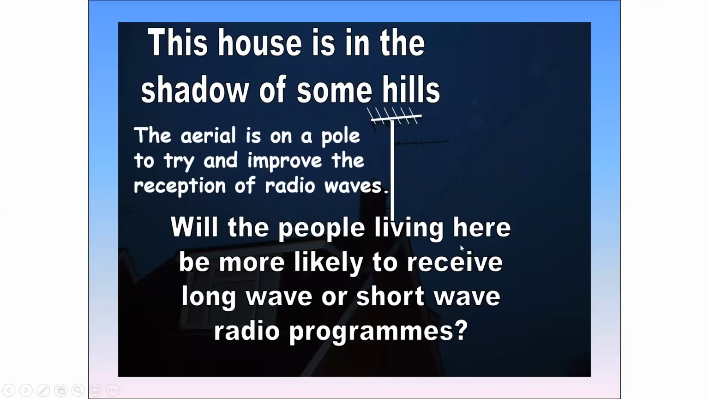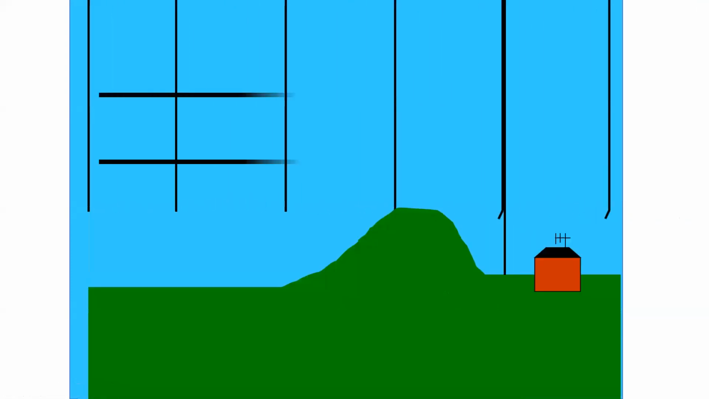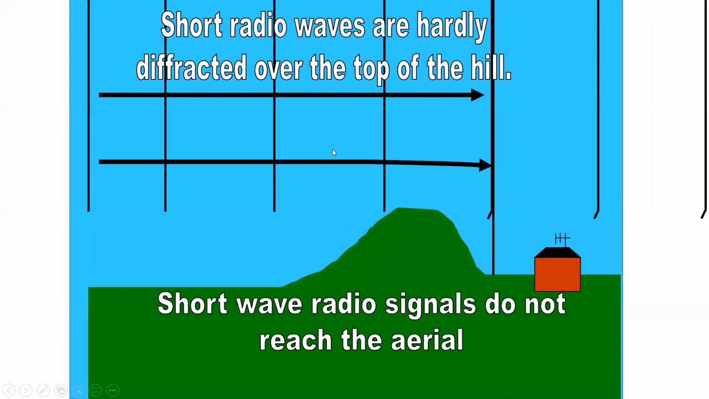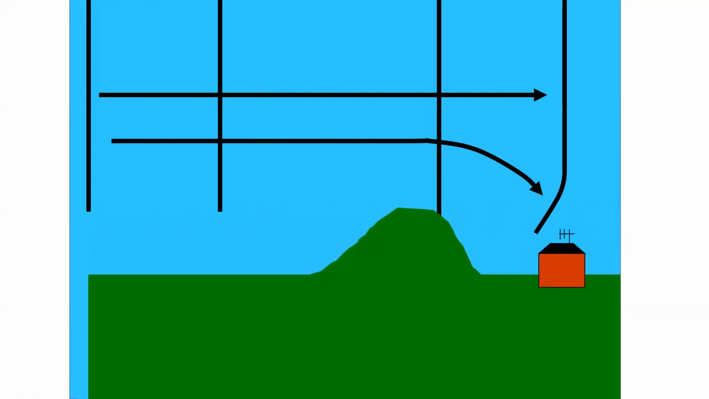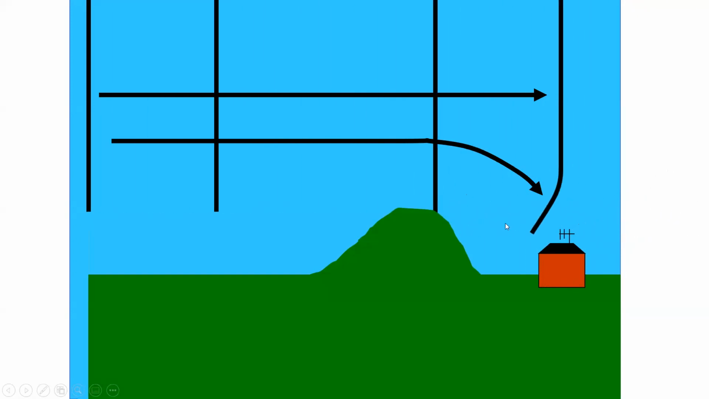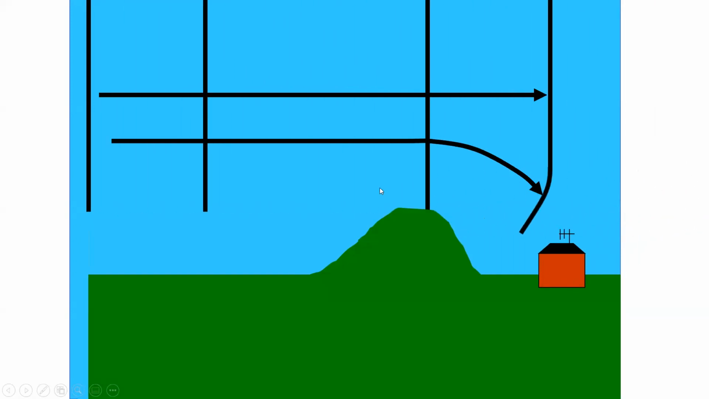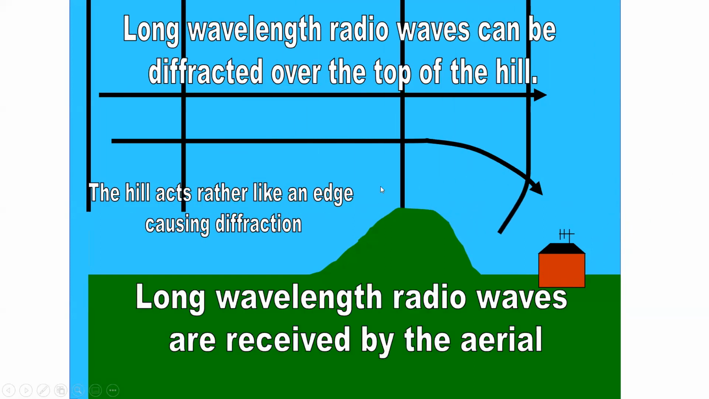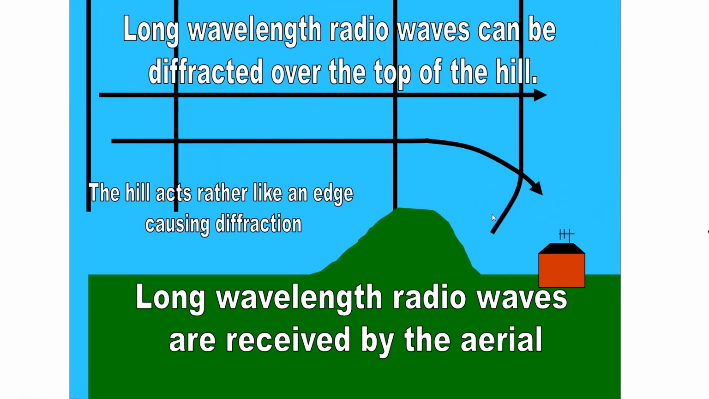Will the people living here be more likely to receive longer wavelengths or shorter? As you can see, longer wavelengths diffract more. As they spread out, the shorter wavelengths are hardly diffracted. But if you use a longer wavelength, there is greater diffraction. So a house located next to this hill is likely to receive the signals. Hills act like an edge and cause diffraction. So longer wavelengths diffract more than shorter wavelengths.